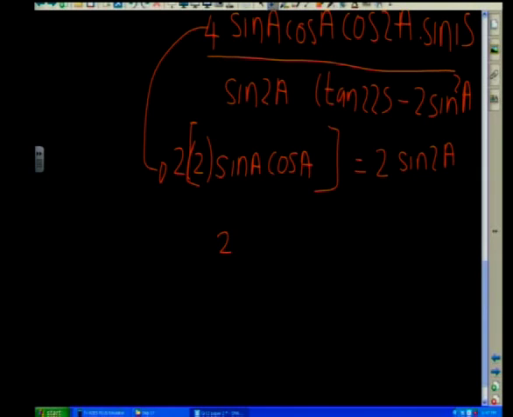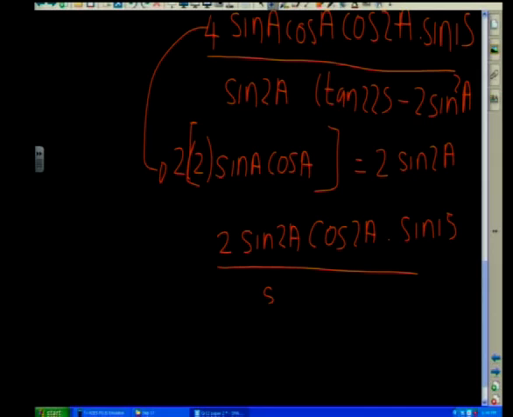Okay, so in place of 4 sine A cos A, I'm now going to put 2 sine 2A. So I've got 2 sine 2A cos 2A times sine 15. Okay, so just bringing that down as it is, all over sine 2A.